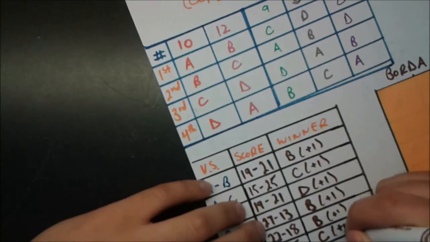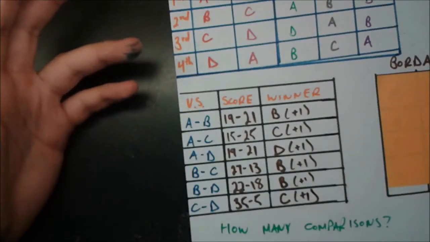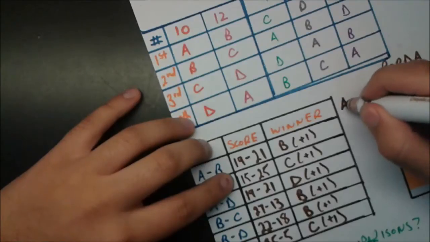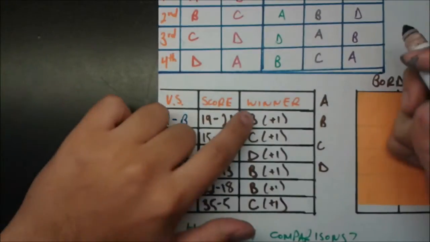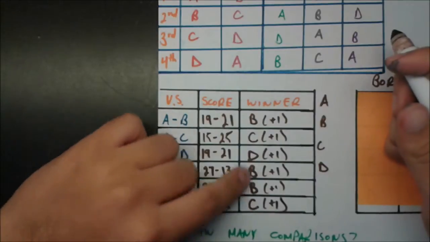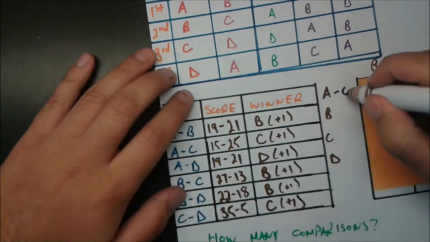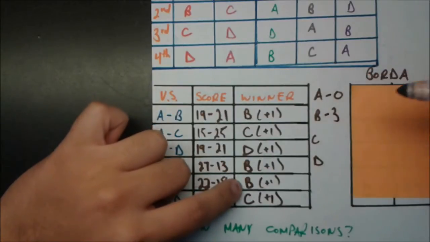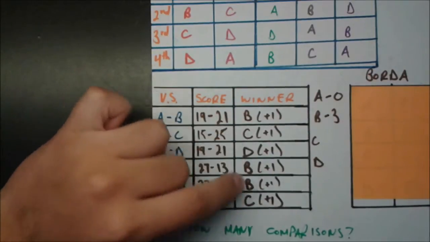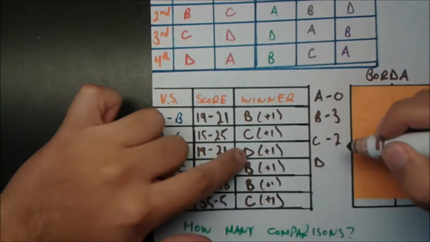And then if you guessed it, all we have to do is tally up how many points each person has. So we're going to do A, B, C, D. How many does A have? Unfortunately, he didn't win any of his pairwise competitions, so he's going to get 0 points. B has 1, 2, 3 points. C has how many points? C has 1, 2. D gets that 1 point.